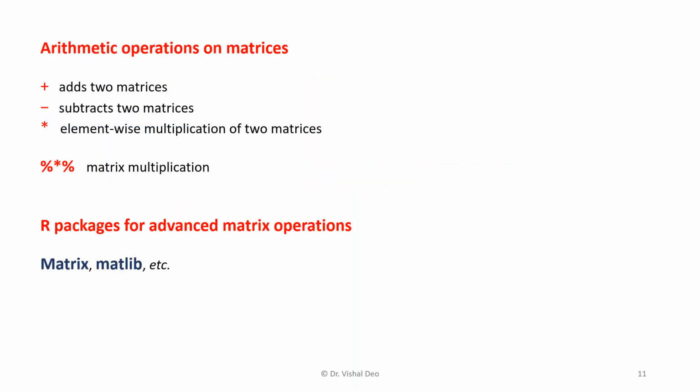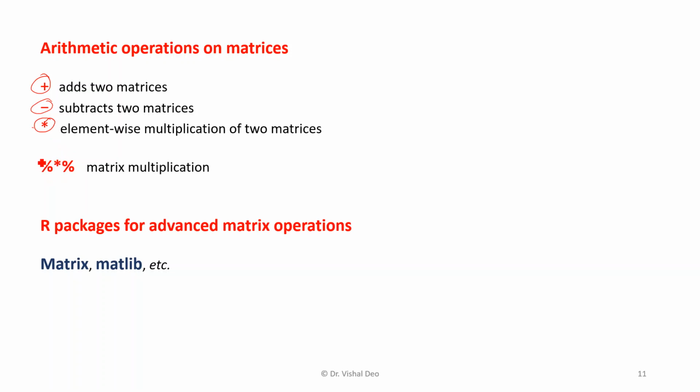And some arithmetic operations on matrices. So obviously this plus sign will simply add two matrices. That means it will add corresponding elements of the matrices. This will subtract two matrices, or subtract the elements of the matrices. Now this is something important: if we use the star sign as operator, then this actually multiplies corresponding elements of the two matrices, and it does not give us matrix multiplication. That is, it does not give us the inner product.